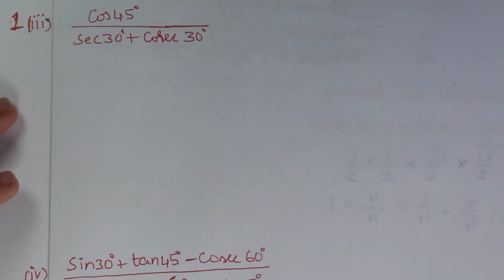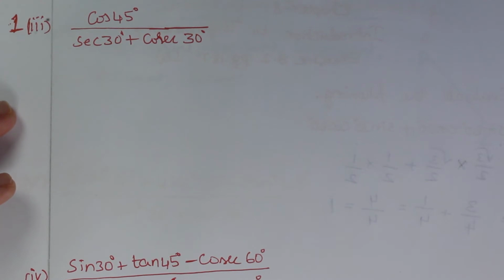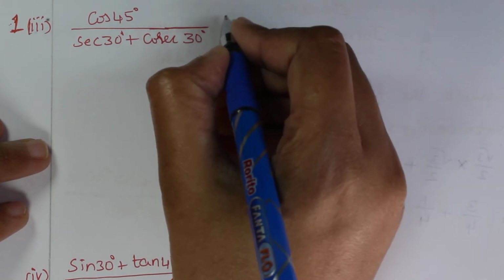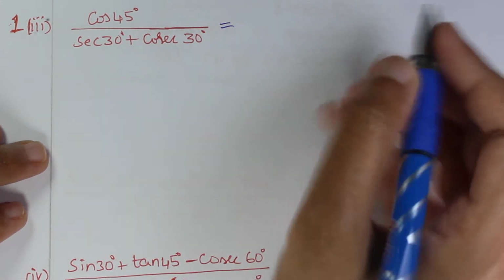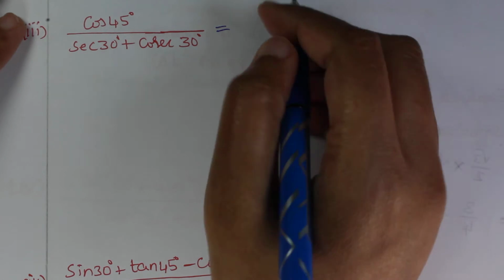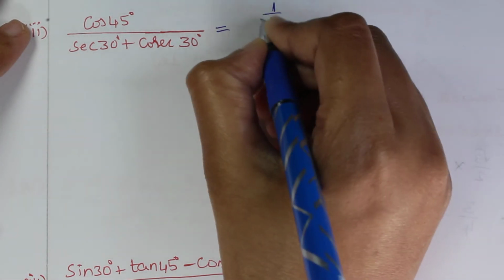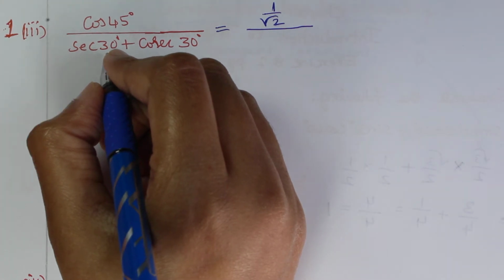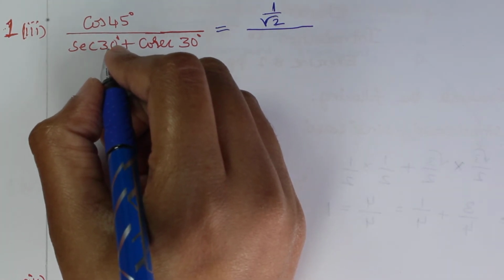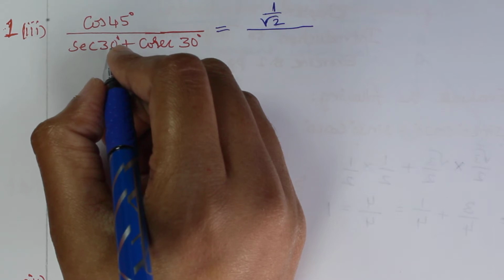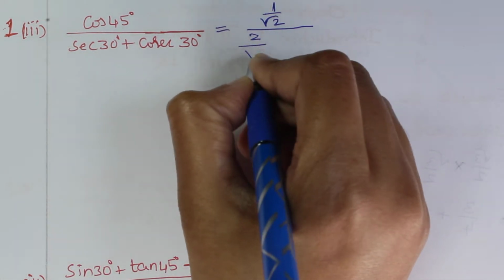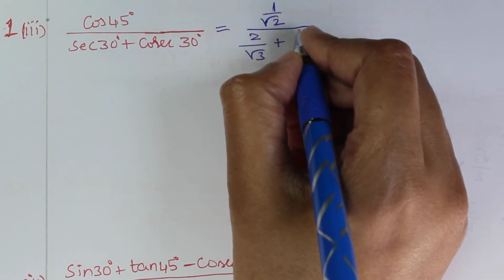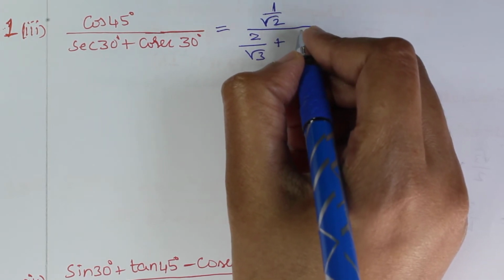Now let's move to the third part of this question. Cos 45 degrees divided by secant 30 plus cosecant 30. What is the value of cos 45? 1 by root 2, divided by secant 30, which is equal to 1 by cos 30, that is equal to 1 by sin 60, that is equal to 2 by root 3, plus cosecant 30 is 1 by sin 30. Sin 30 is 1 by 2, right? So 2.